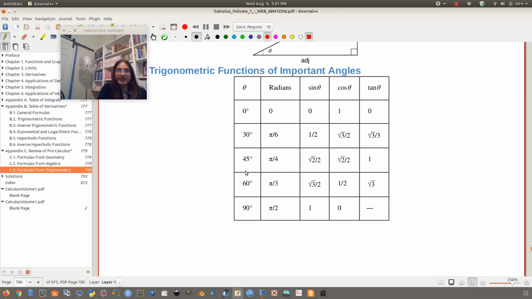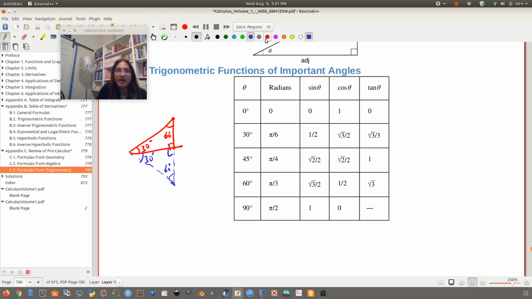What about a 30 degree angle? Okay, so let's take a triangle, 30 degrees. This is 90, which means this is 60. Now, if you take a mirror image of this triangle and put it here, what do we get? We get 90 degrees here, 30 degrees here, and 60 degrees here.